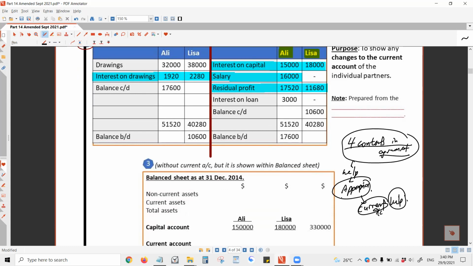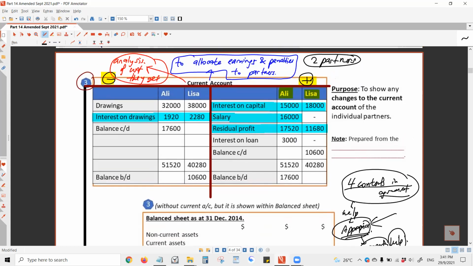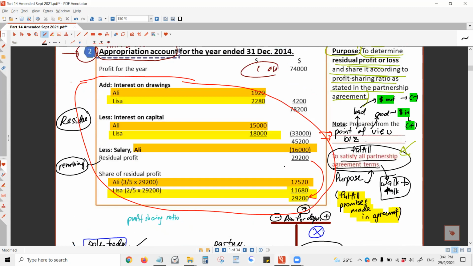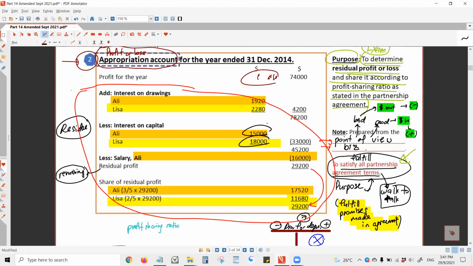Firstly, it helps you in answering appropriation account. Then this leads to helping you doing the current account, because whatever that has appeared in the appropriation will appear one more time in the current account. Okay, so I think I have spoken this a few times, and you should now remember what I said. So you observe the figures, they are from the appropriation account or not. Interest on capital, 15,000, 18,000. Are they the same amount here? Yes, 15,000, 80,000.